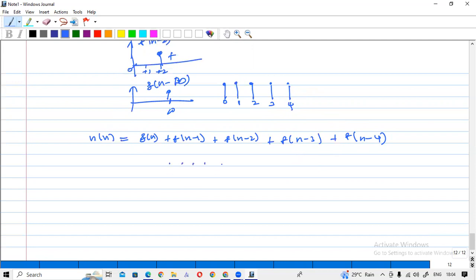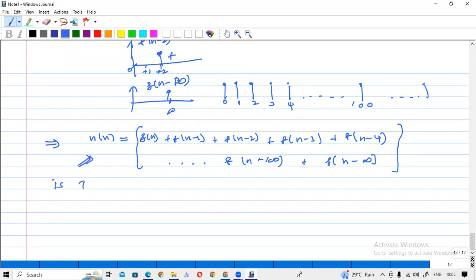Likewise, if you add delta n minus 100 or something, you will have the impulse at 100. Likewise, if you add delta n minus infinity, you have the impulse at infinity also, no? So this is the unit step signal. You can write the unit step signal as a summation of shifted unit impulse signals. Is this clear? Make it clear now.